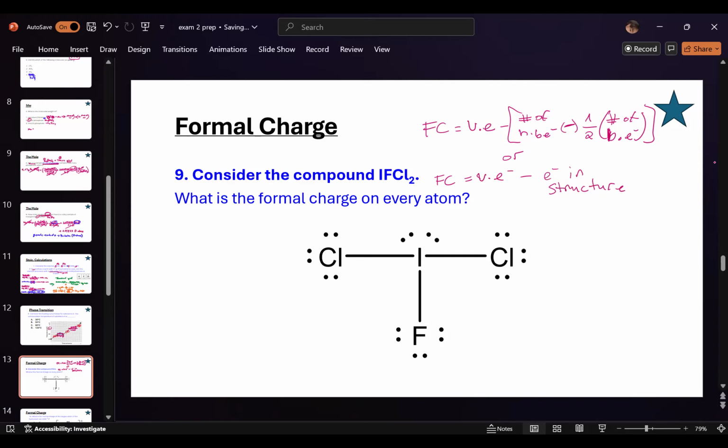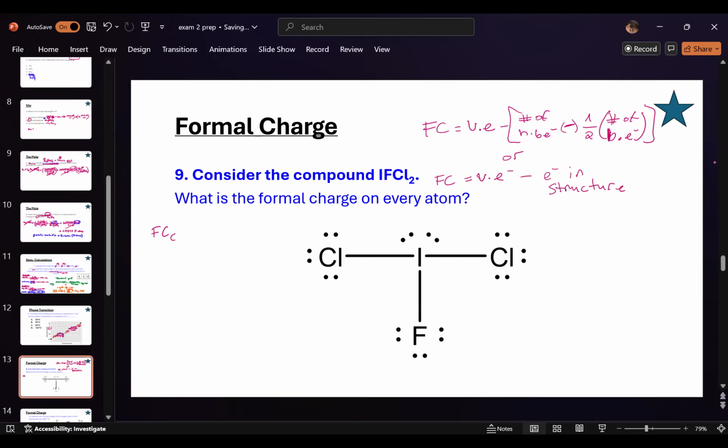Okay. So we are going to be calculating the formal charge of a. Give me one sec. My mic keeps disconnecting. I don't really understand.